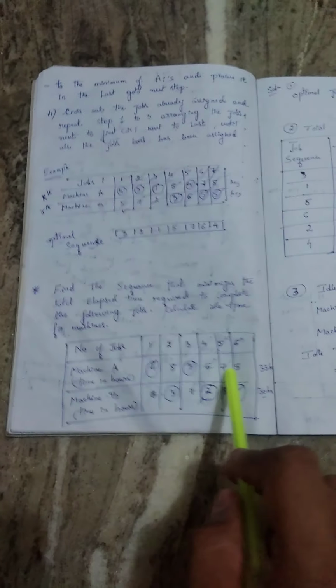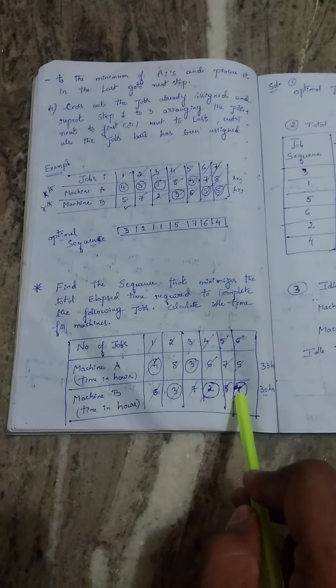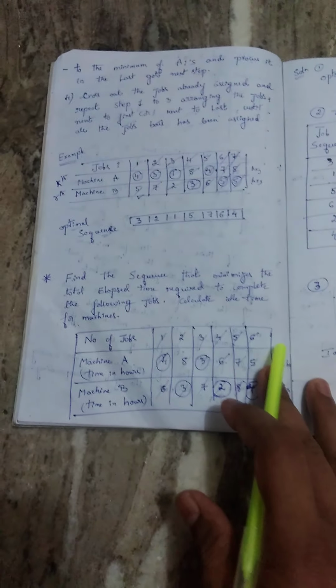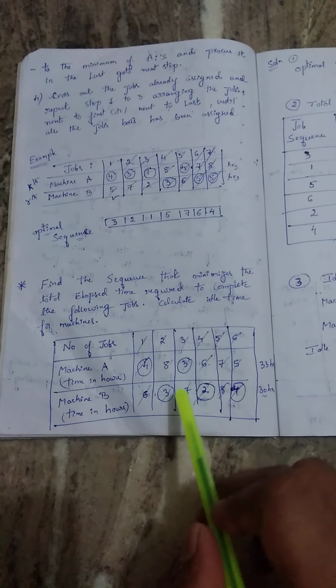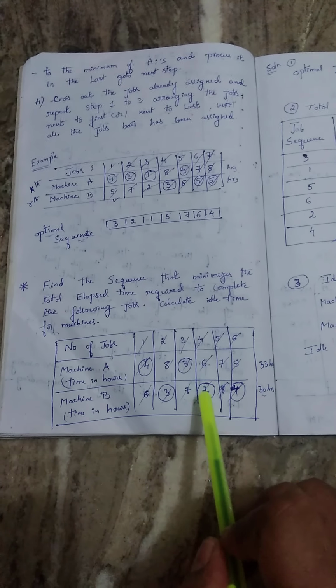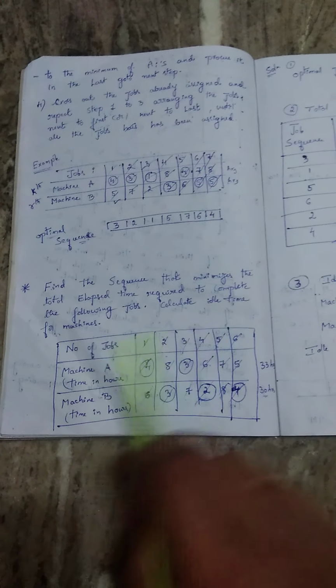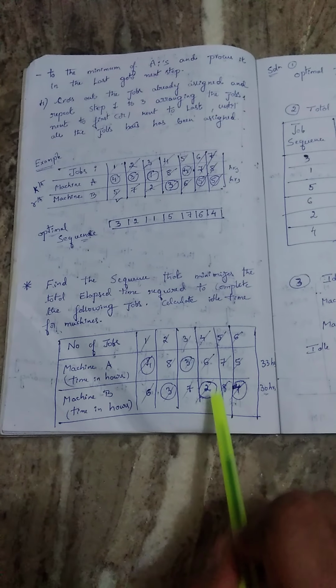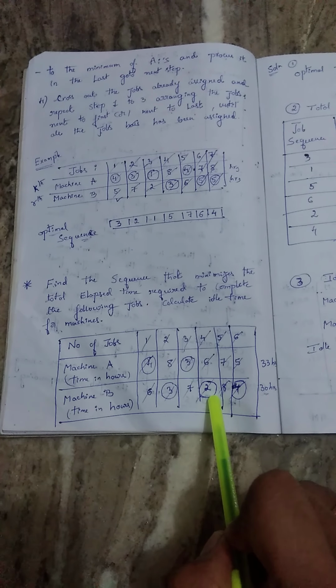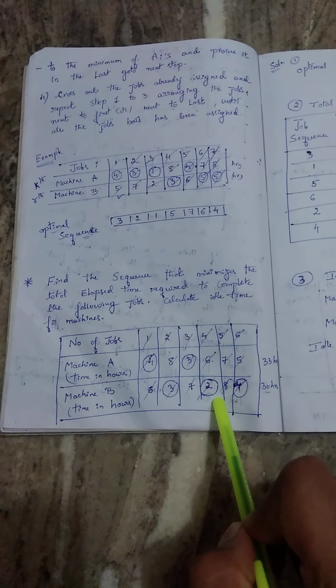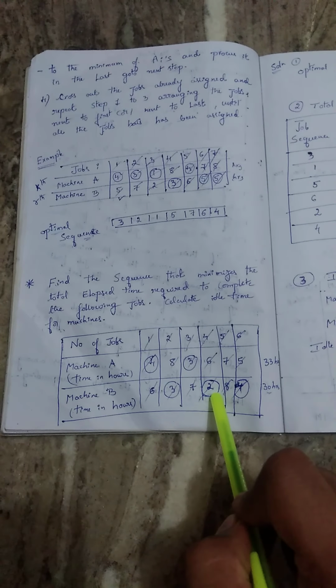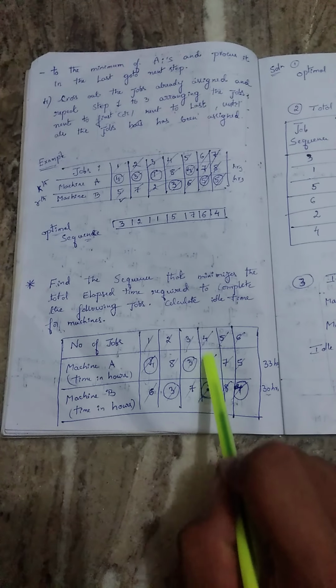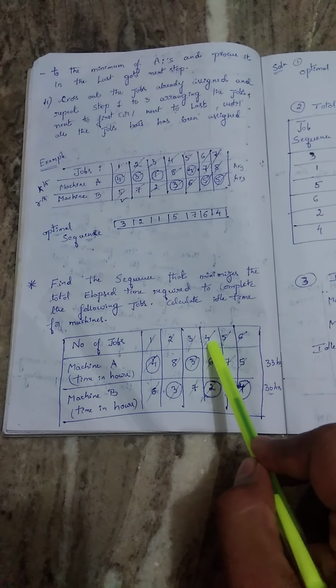Okay, this is the given problem: number of jobs, machine A timings and machine B timings. To find the optimal job sequence, first look for the smallest value in this job table in the working hours. 2 is the smallest working hour, and this is the fourth job.